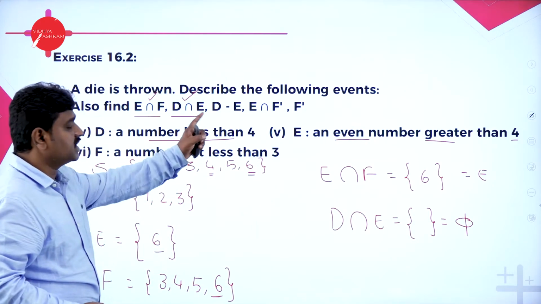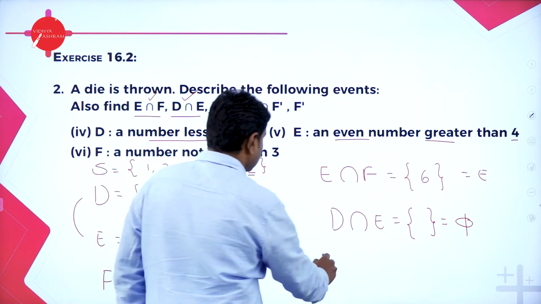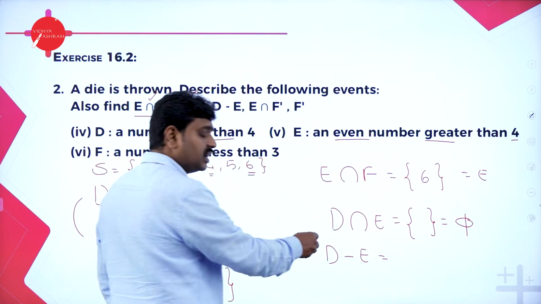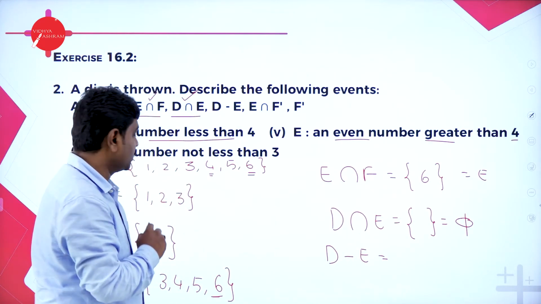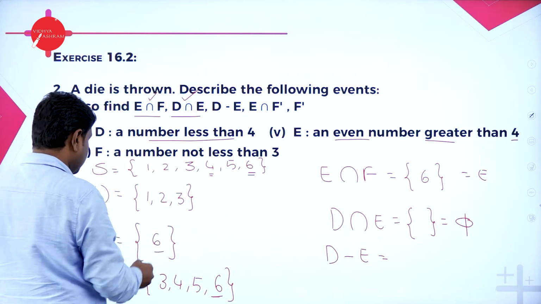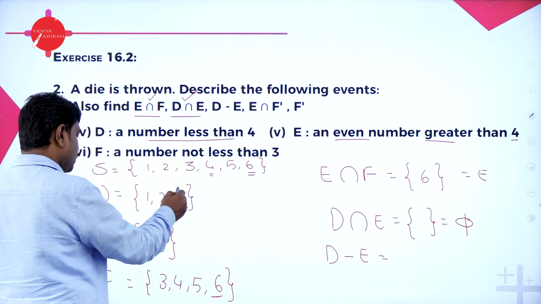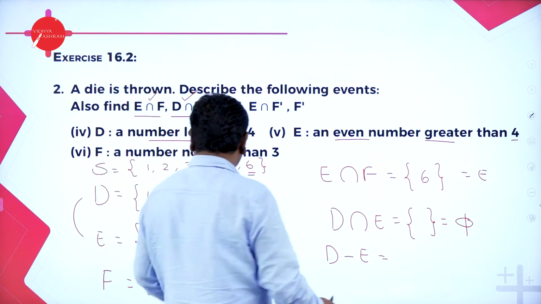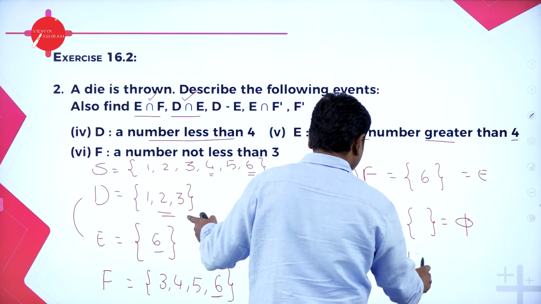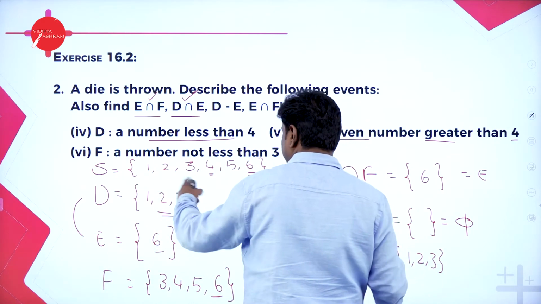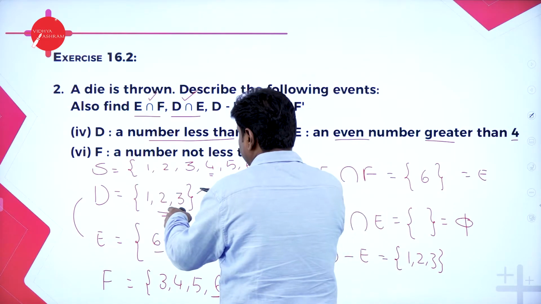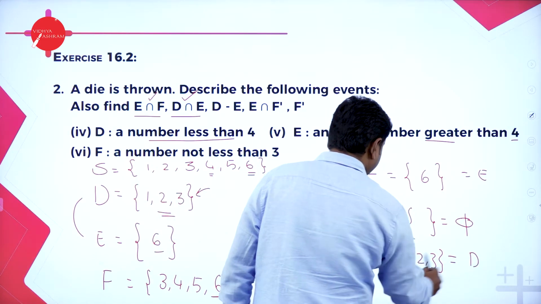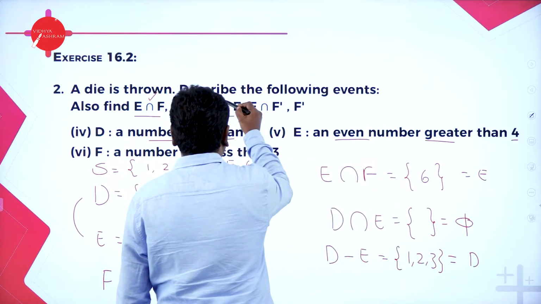They want D minus E. D minus E means from the set D, remove the elements of E and write the remaining elements of D. What is D? 1, 2, 3. What is E? 6. From D I should remove 6. Do we have 6 here to remove? No. So D minus E gives you 1, 2, 3 only, because we don't have element 6 in D. So it is the same D. So we are done with this.